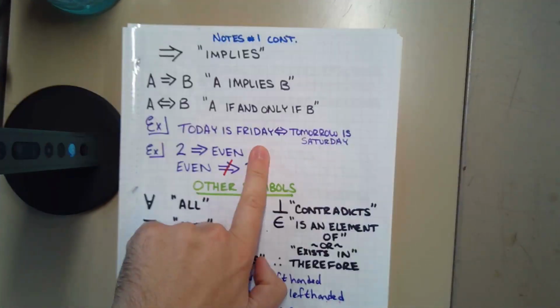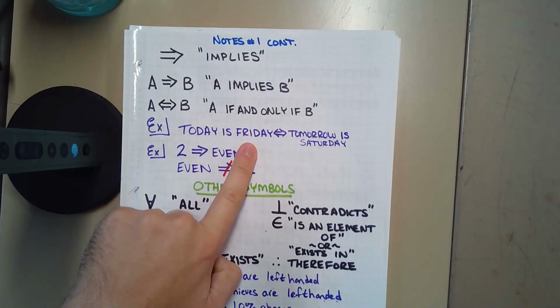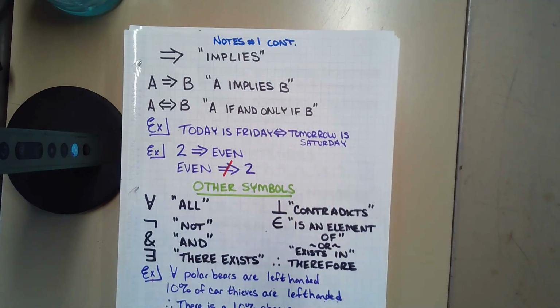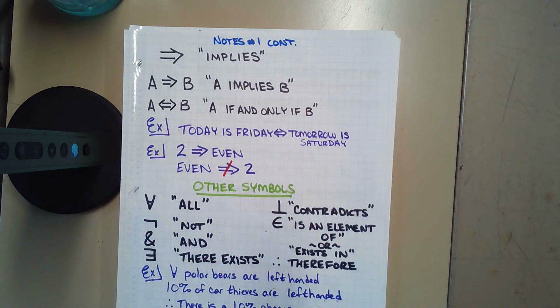So, example. Today is Friday if and only if tomorrow is Saturday. If tomorrow isn't Saturday, then today cannot be Friday. Do you see how they kind of go together? They're a team, like peanut butter and jelly. Or what's another good one? Like Mario and Luigi. Give me another team. Dynamic duo, power couple, come on. Batman and Robin, give me one more. Jordan and Pippen.